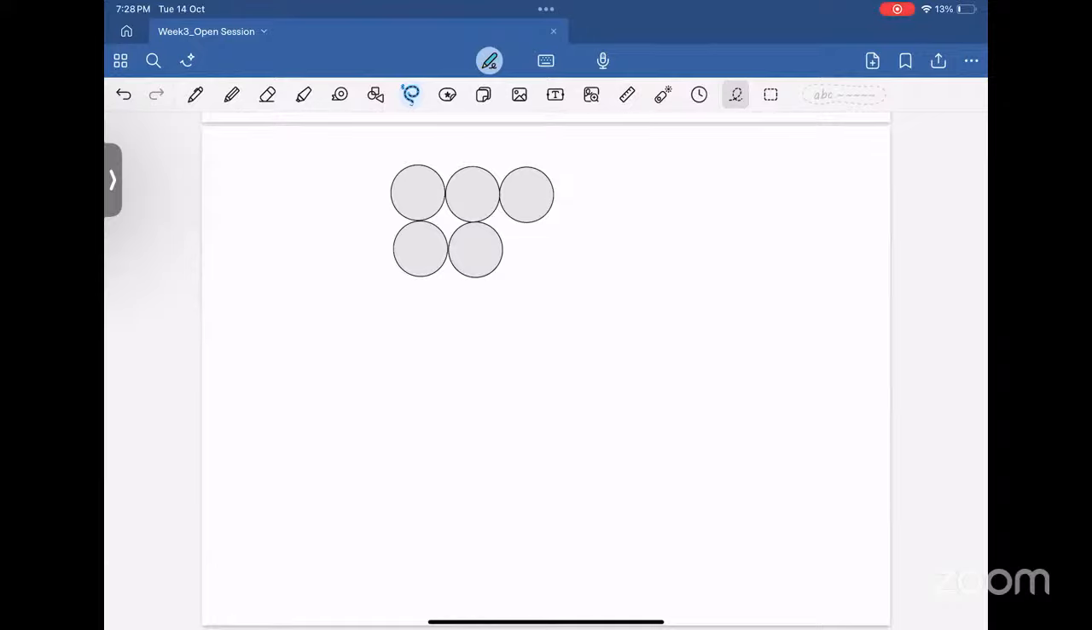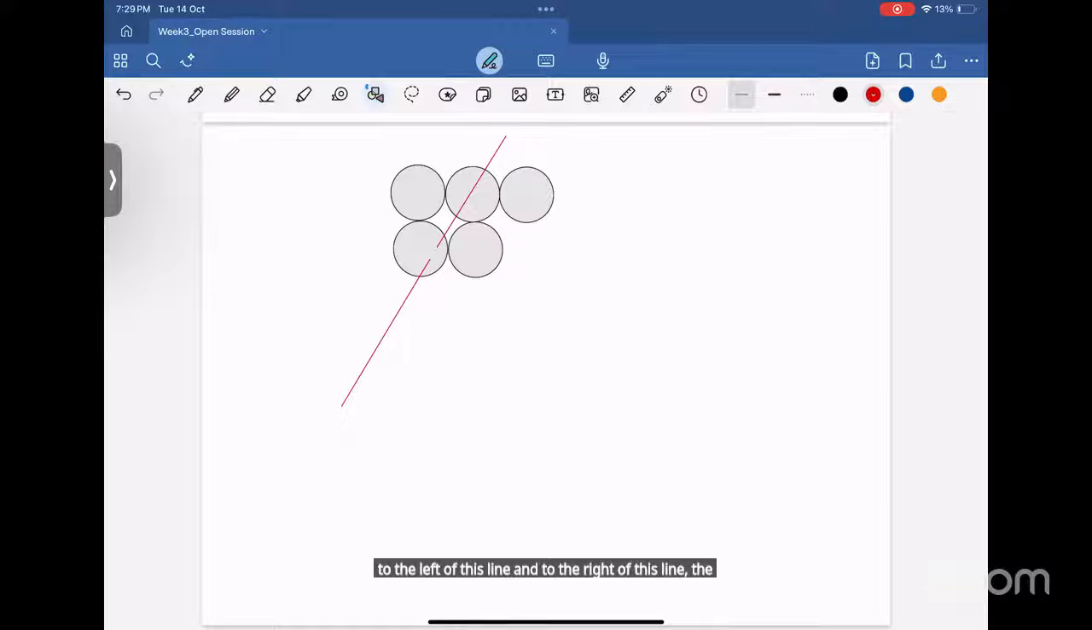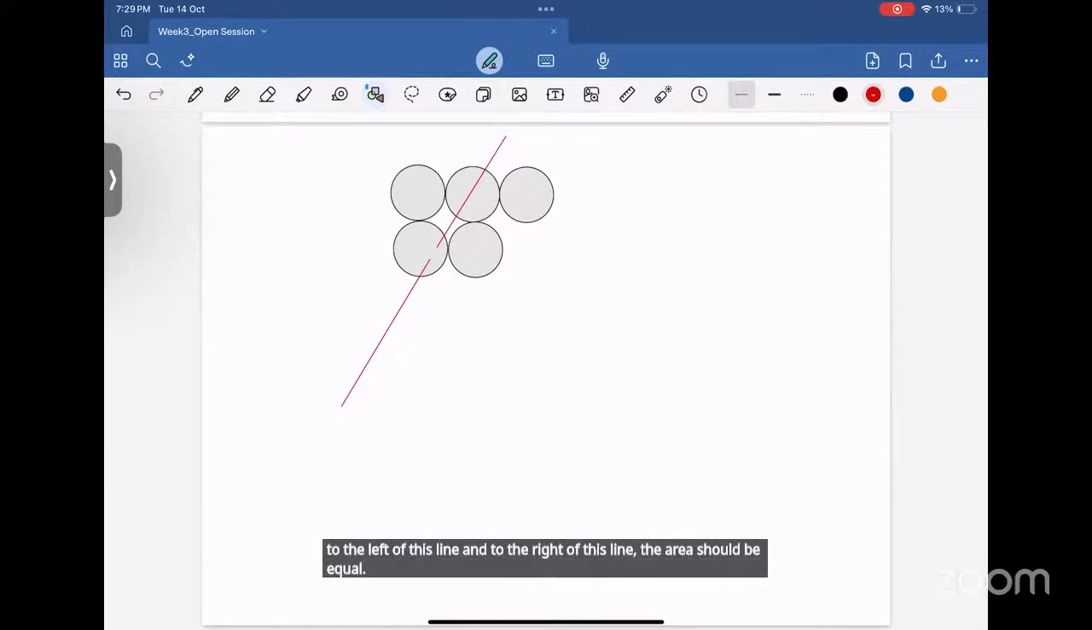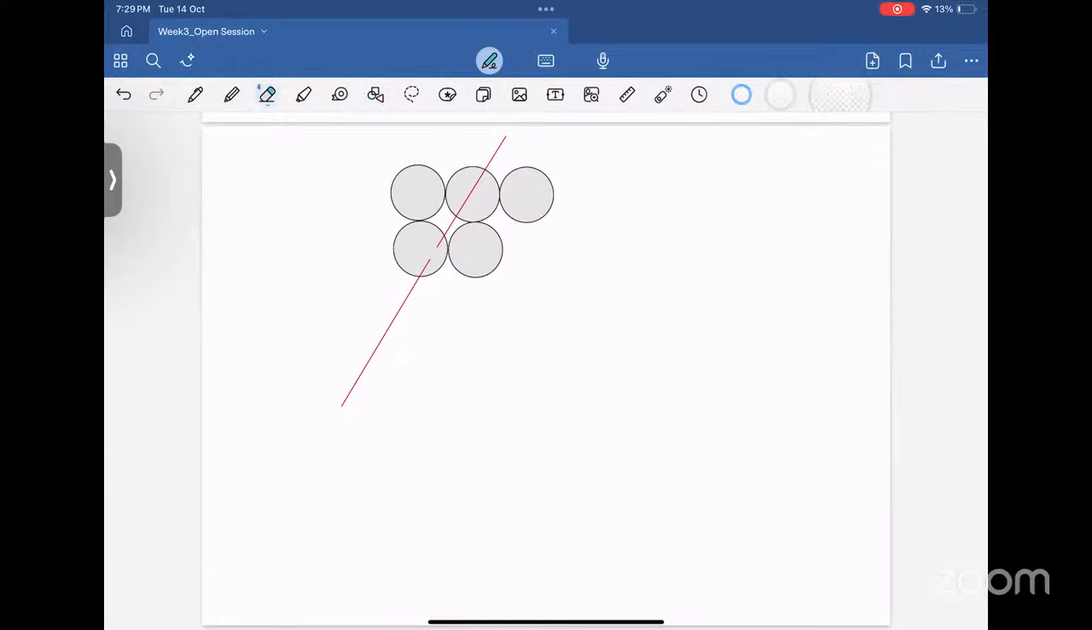All right, let's say you have 5 circles with you, okay? And the challenge is, you have to draw one straight line which will exactly divide the area of these circles. You have different areas, right? So to the left of this line and to the right of this line, the area should be equal. I hope the question is clear.